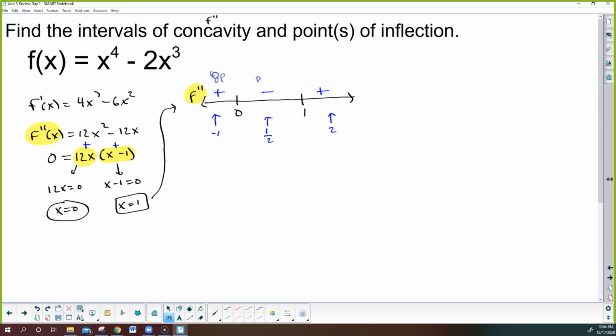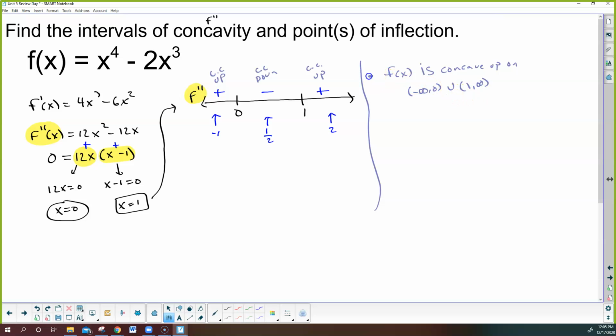This would be concave, maybe I should put concave up, concave down, and concave up again. So to answer this question, I'm always relating back to the original function, f of x, is concave up on the interval from, and notice they don't give me any restrictions, so I'm going to go from -infinity all the way up to 0, and from 1 all the way to positive infinity.